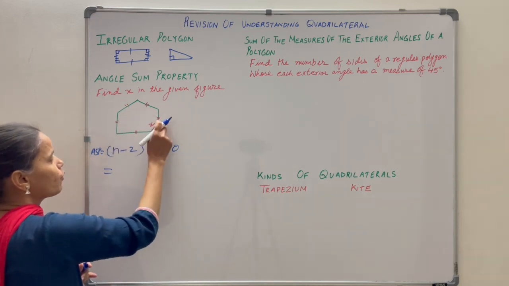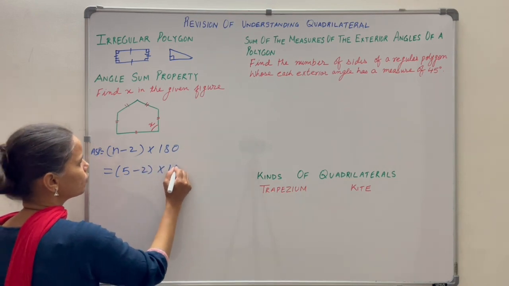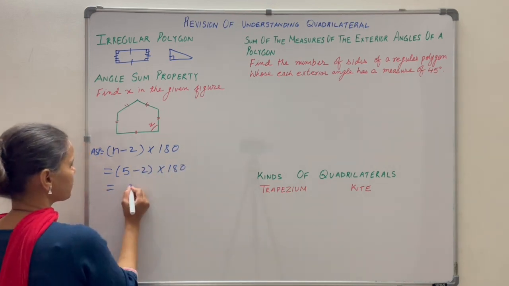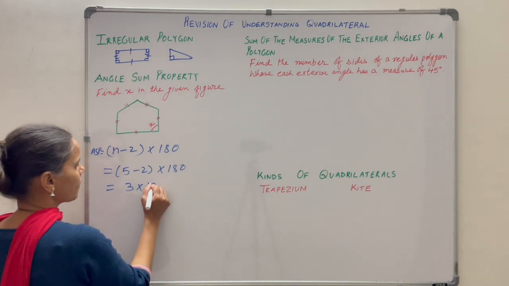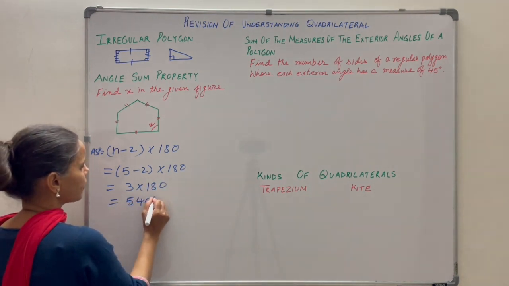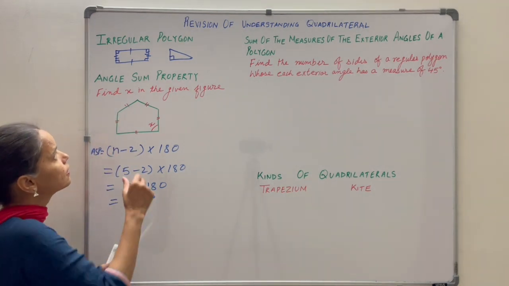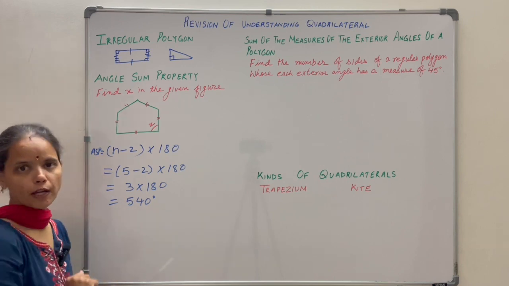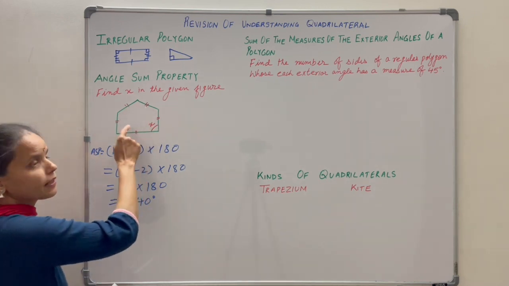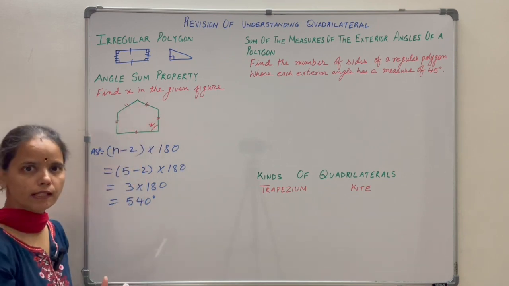1, 2, 3, 4, 5. So (5 minus 2) into 180. 5 minus 2 is 3, into 180. So this equals 540 degrees. So the sum of all angles of this polygon is 540. And since it's a regular pentagon, can you see it's all marked equal? So each angle is also equal.